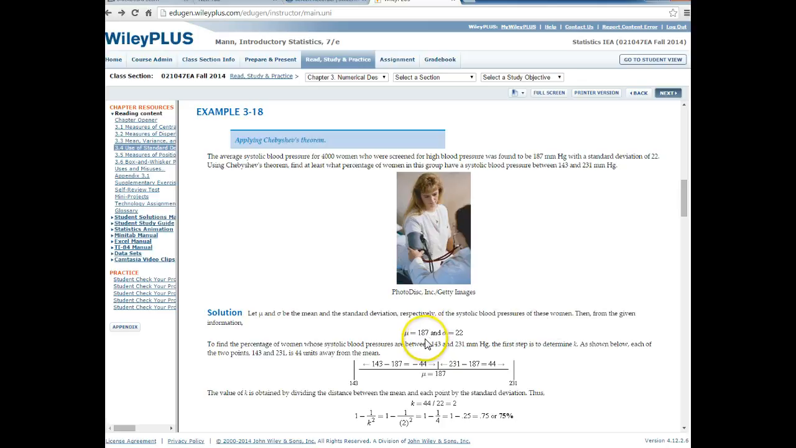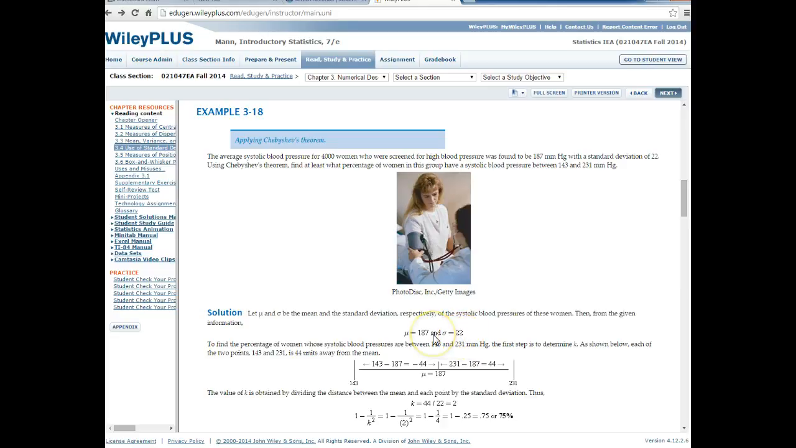That sounds pretty high, doesn't it? 187, isn't that super high for blood pressure? High blood pressure, yeah. It's just kind of weird. Sounds really, really high. But anyway, suppose the mean for some group of women's blood pressure was 187. Maybe this is in some other units, I don't know.